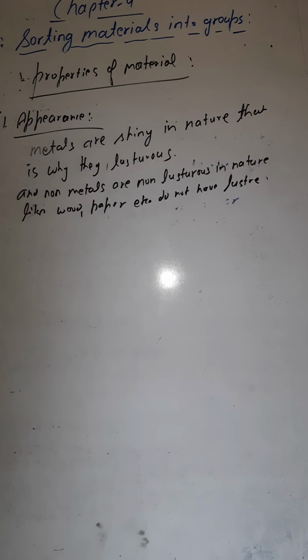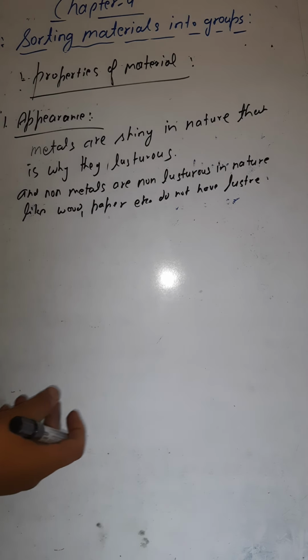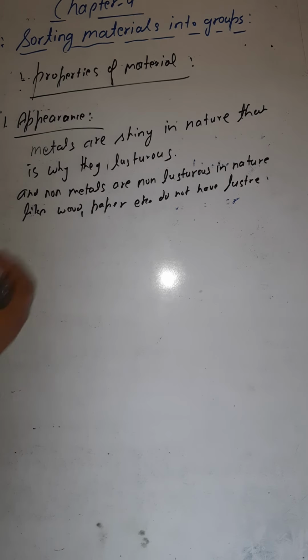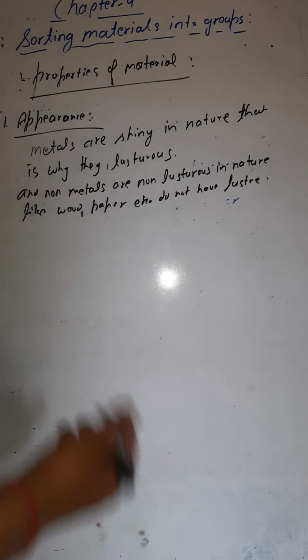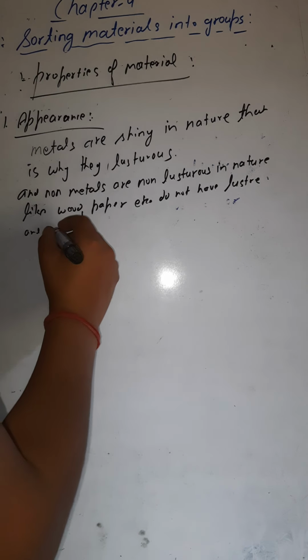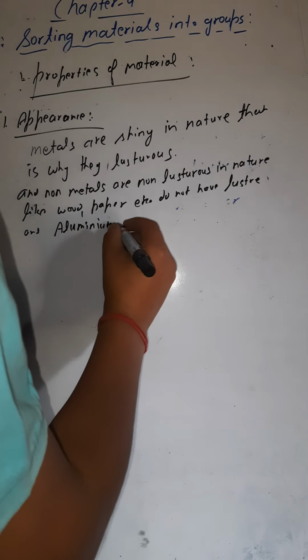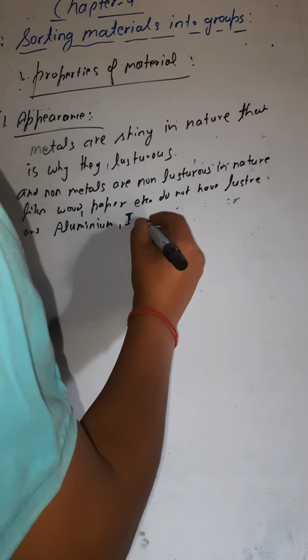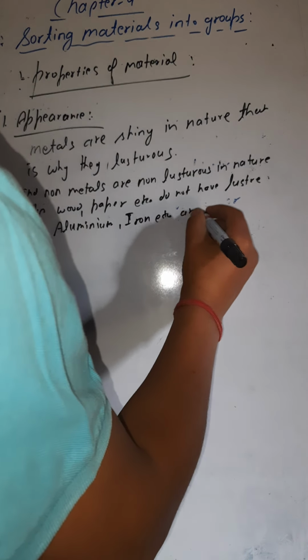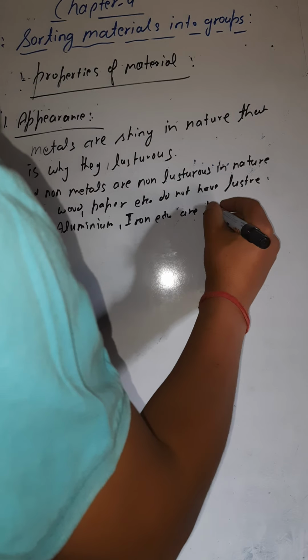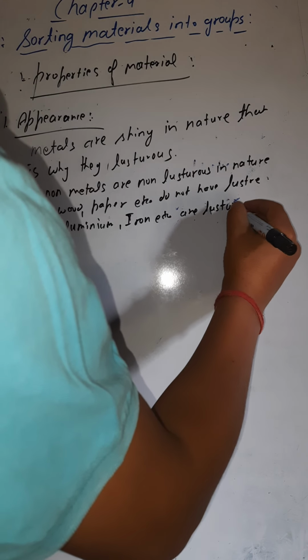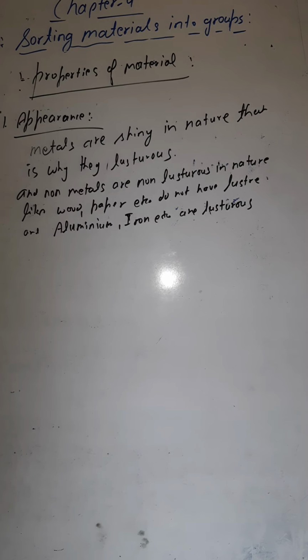At the same time, you have aluminium, iron, and copper, so these are lustrous metals. Aluminium, iron, etc. are lustrous in nature. Like wood and paper, these are the materials which are non-lustrous.